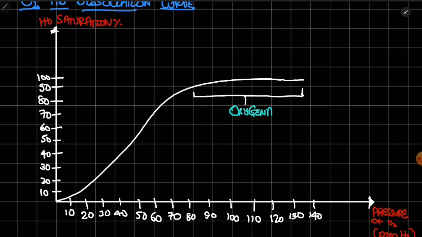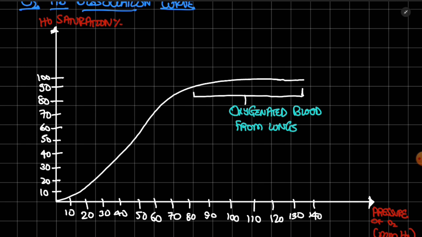And from where does this oxygenated blood come from? Yes, the lungs. So oxygenated blood from the lungs. Okay, so this is the most pure oxygen containing blood, which is from the lungs.